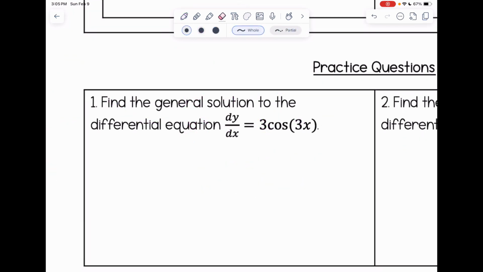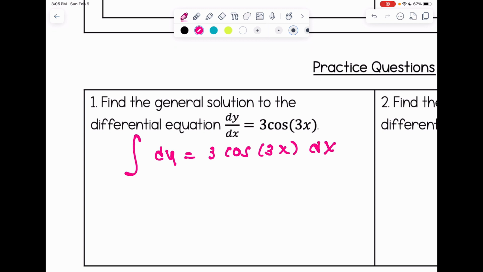Number 1, find the general solution to the differential equation dy dx equals 3 cosine 3x. I'm going to multiply both sides by dx to separate the variables. And then I'm going to integrate on both sides. Now, over on the left, this is like we have an imaginary 1 here, right? 1 times dy would still give me dy. So it's like that 1 is unwritten. But I'm going to use that to help me integrate.